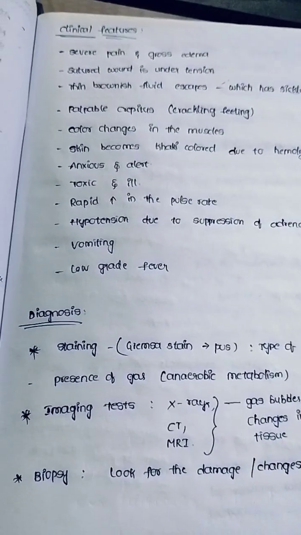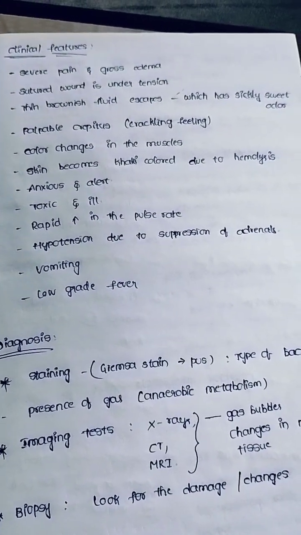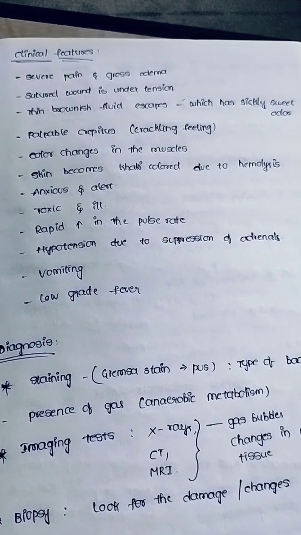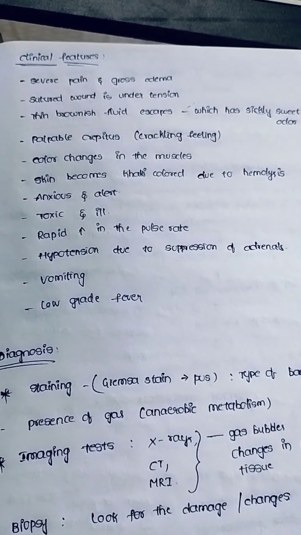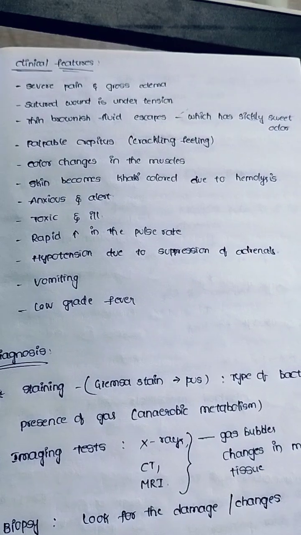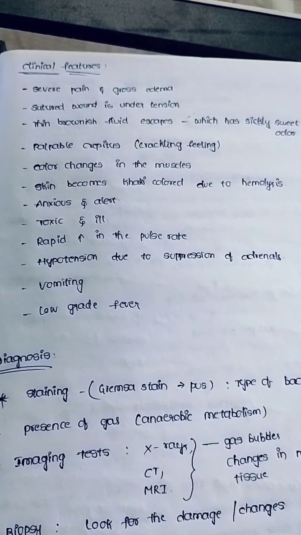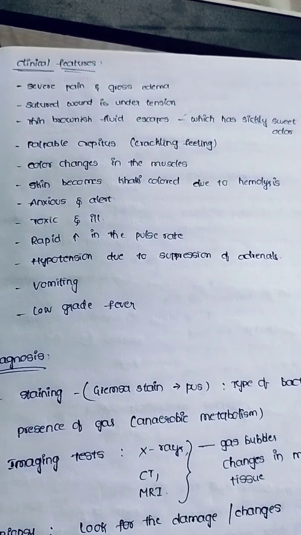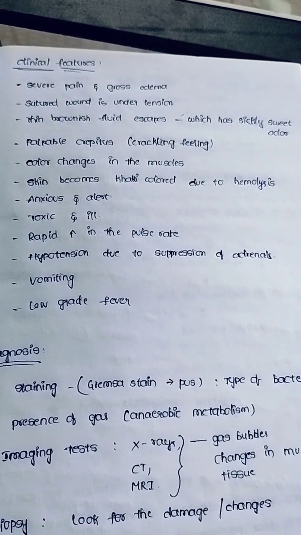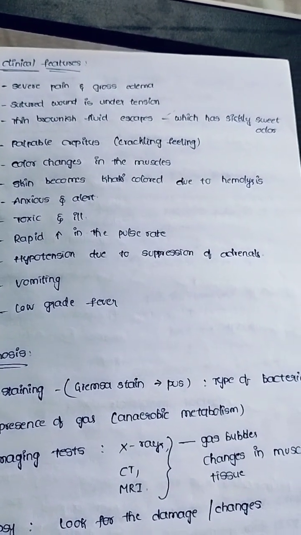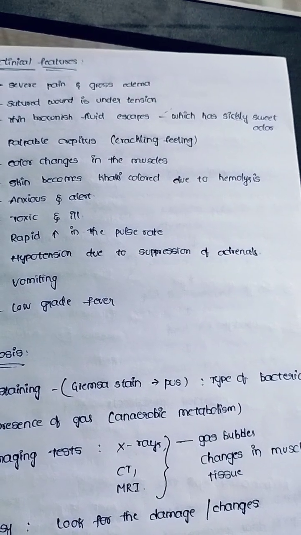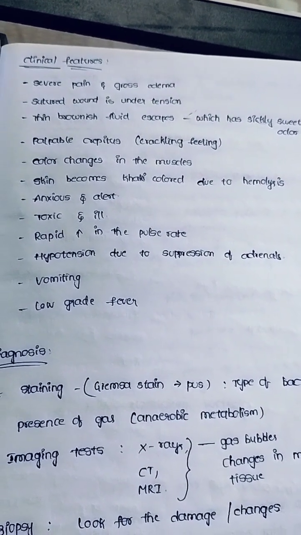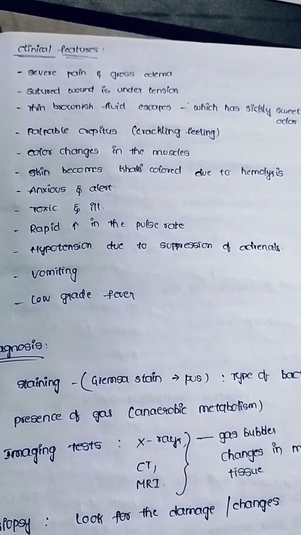And what are the clinical features of gas gangrene? The patient mainly complains of severe pain and gross edema, and the sutured wound is also under tension. Thin brownish fluid leaks out, which has a sickly sweet smell. That is the main prominent feature. And palpable crepitus, that means a crackling feeling when we touch it, on the skin blisters. There are color changes in the muscles, which become khaki colored.